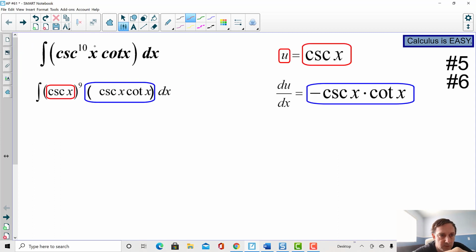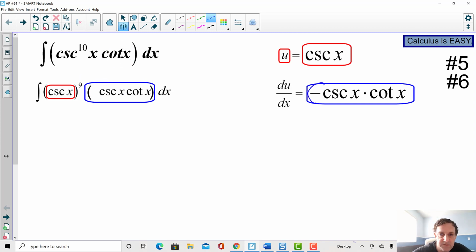Okay, for this example, we have cosecant raised to the power of 10. So the cosecant is going to be our u. And if you remember from the derivative rules, the derivative of cosecant is going to be negative cosecant cotangent. So we need a negative cosecant cotangent right here. Now, we have a cotangent, and we can borrow one of these cosecants. There's 10 of them. So if we borrow one of them, there's only going to be 9 left over.